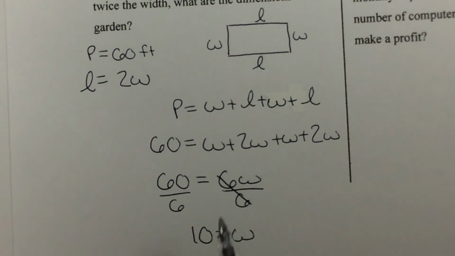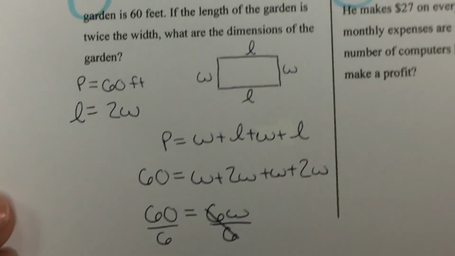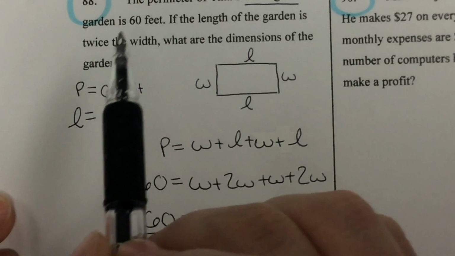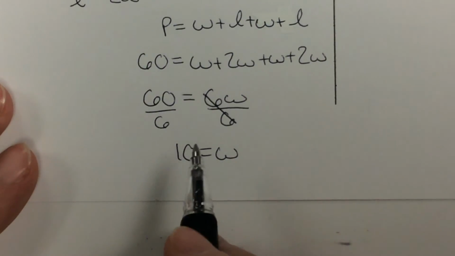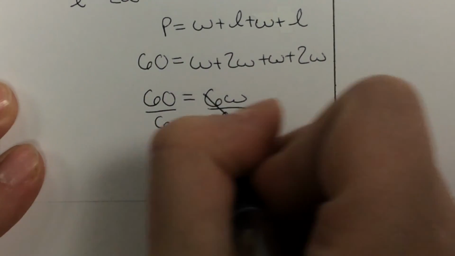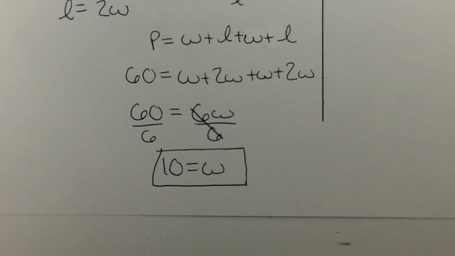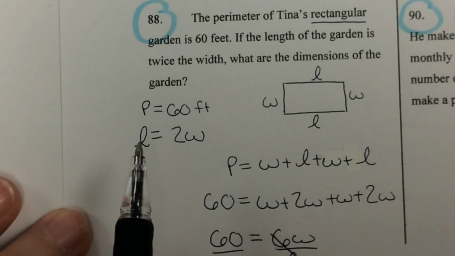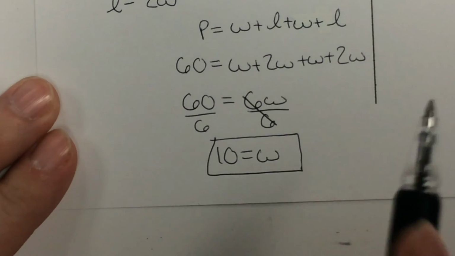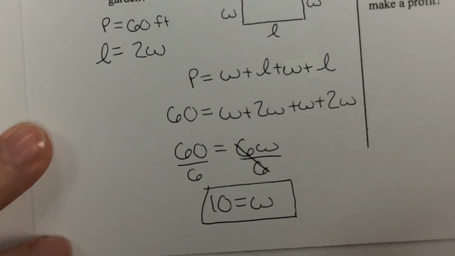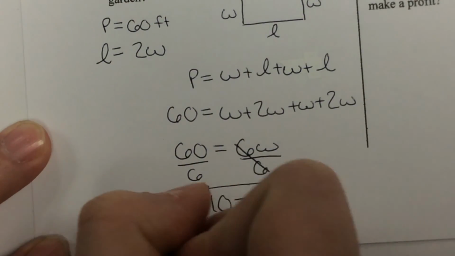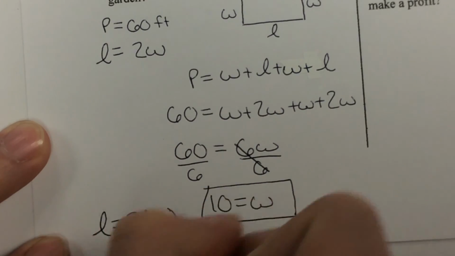Okay, hopefully you got the width to be equal to 10. However, we're not done yet because we need to know the dimensions of the garden, and that means both dimensions. Right now, we only found the width. So how can we find the length? Well, right here, we said that length is going to be twice the width. So if we know the width is 10, then that must mean that the length is 2 times 10. So length is going to be equal to 20.